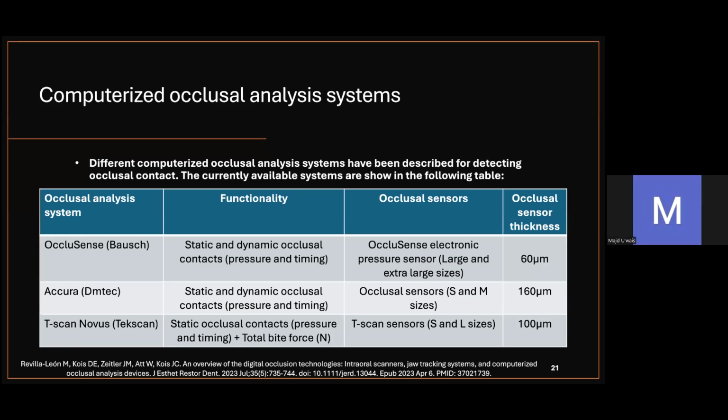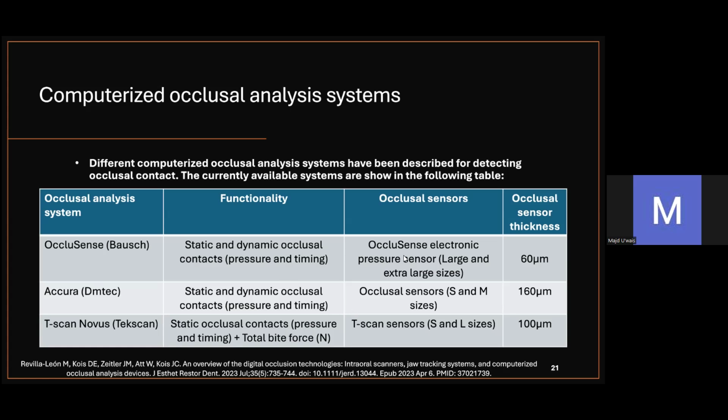Now we'll talk about the computerized occlusal analysis systems. Different computerized occlusal analysis systems have been described for detecting occlusal contact. This table shows you the three available systems and their function. As you can see, the Occlusense is used to measure the static and dynamic occlusal contact in terms of pressure and timing. Same for Okera. T-scan only measures the static occlusal contact, pressure and timing, not the dynamic, but also measures the total bite force in Newton.